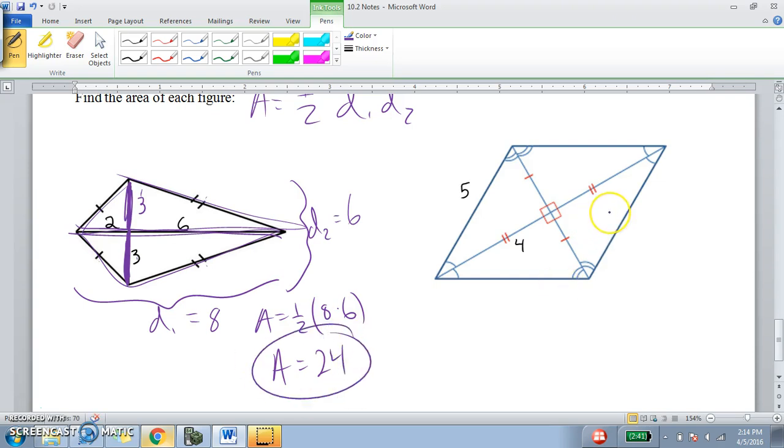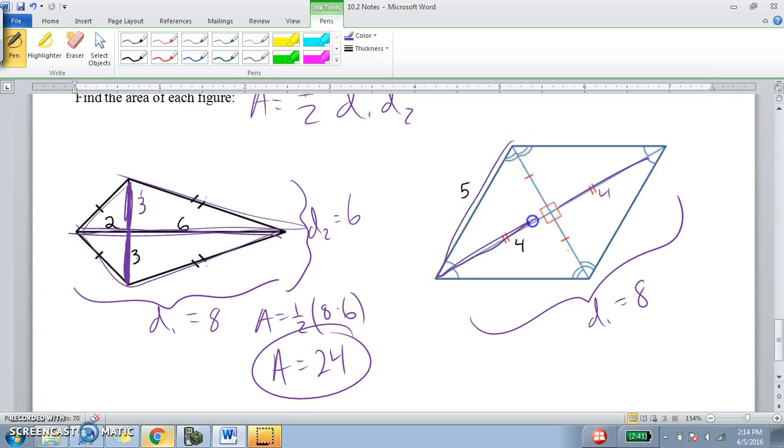For this one over here, I've got this piece is 4, and these are actually marked for me. So when I have a rhombus, not only are the diagonals perpendicular, but they also cut each other in half because it's a special kind of parallelogram. They bisect each other. So if this piece is 4, this piece is 4, so this entire diagonal would be 8. I need to find this piece and this piece, though. I know they're both the same, but I don't know what each one is.